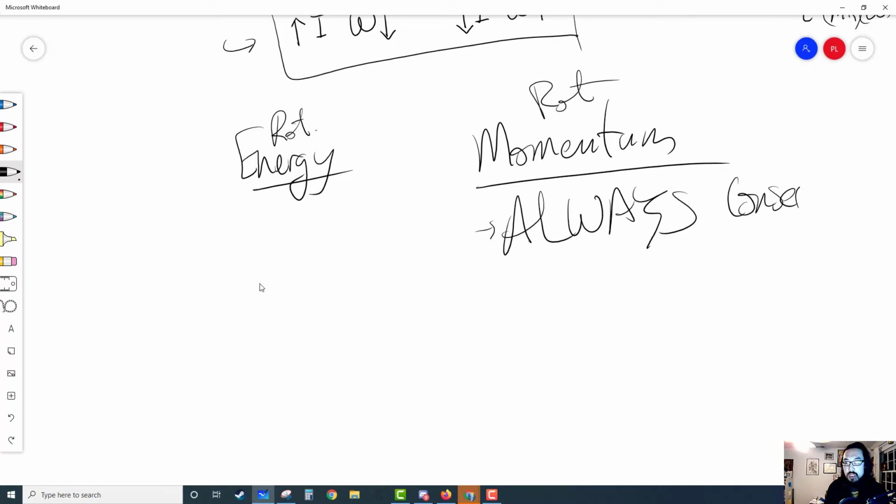Always conserved. Gosh, get that tattooed somewhere. If you're like, but I don't want tattoos, just write it down on your face. Just write there, always conserved. Momentum, always conserved. Momentum cannot change unless there's an outside torque. That's a big part.